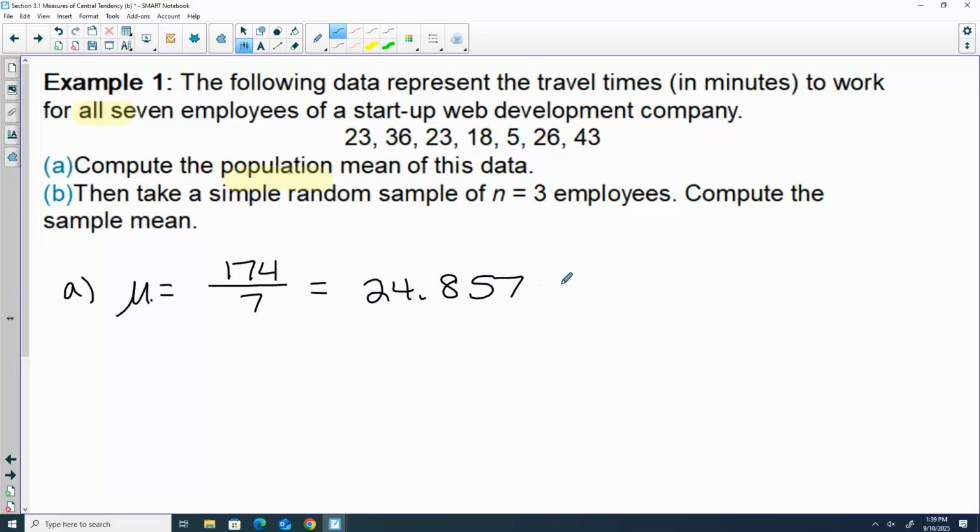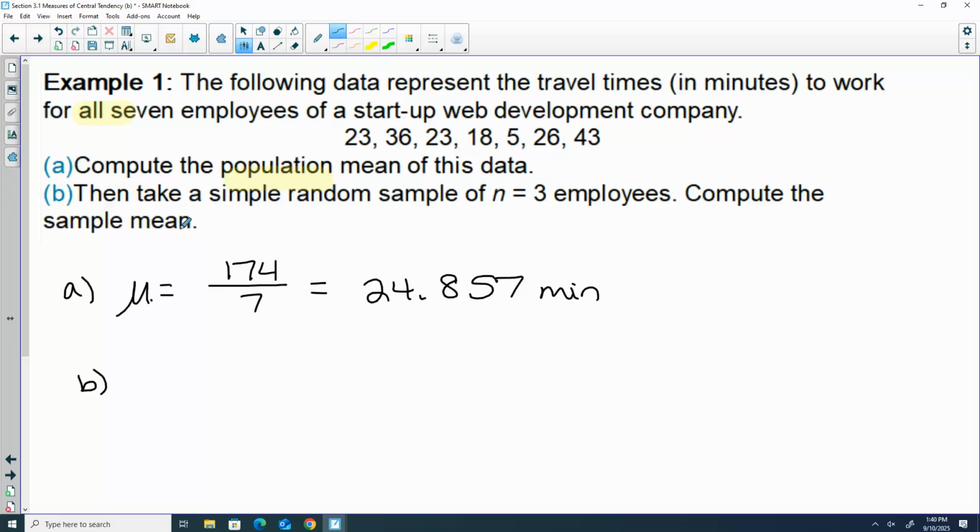Please don't round all these to the nearest whole number. I know we got lazy about that last unit, but now we need to be more precise again. So keep some decimals. 3 to 4 is usually sufficient. What would my unit be on this? Minutes. So it means on average it takes 24.857 minutes for someone to get to work.